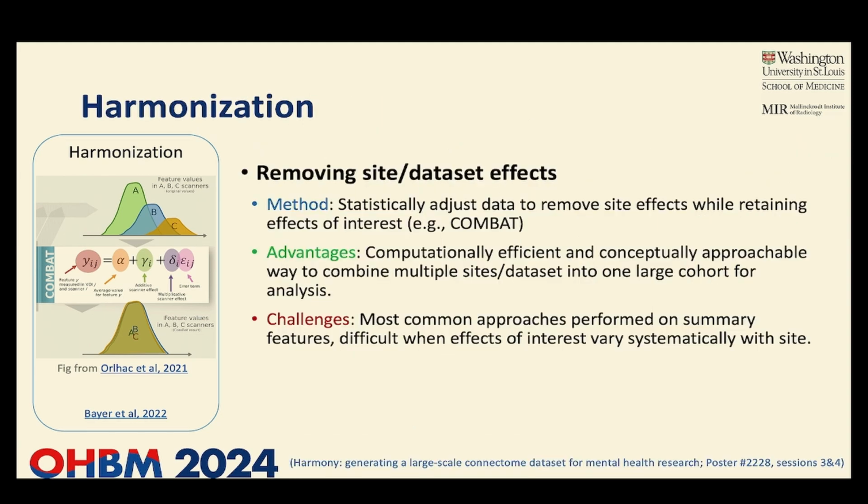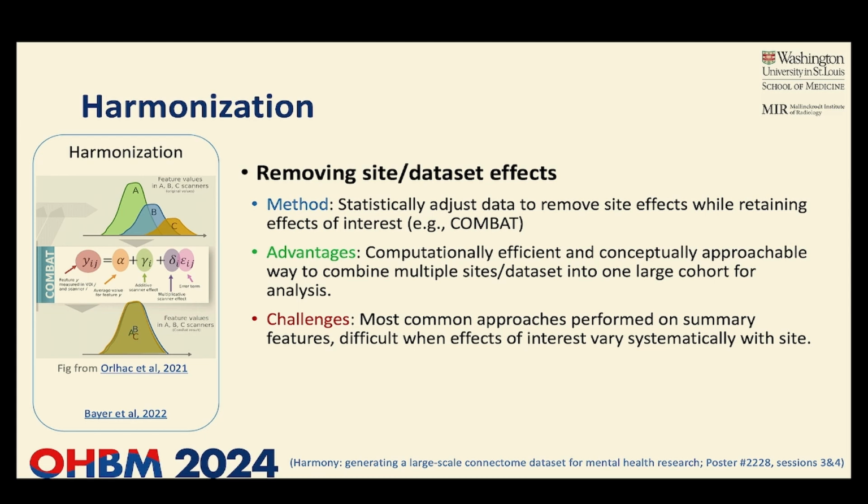So the first is harmonization, and this might be the most obvious thing that comes to your mind. This is essentially, okay, well, if we know that there are side effects, let's get rid of the side effects so that we can combine data into one large cohort. And ComBat is one of the most common algorithms to do that. There are multiple different versions of ComBat nowadays, and there are also some deep learning approaches coming out. And so this is an efficient approach, and it actually results in one large cohort for analysis.